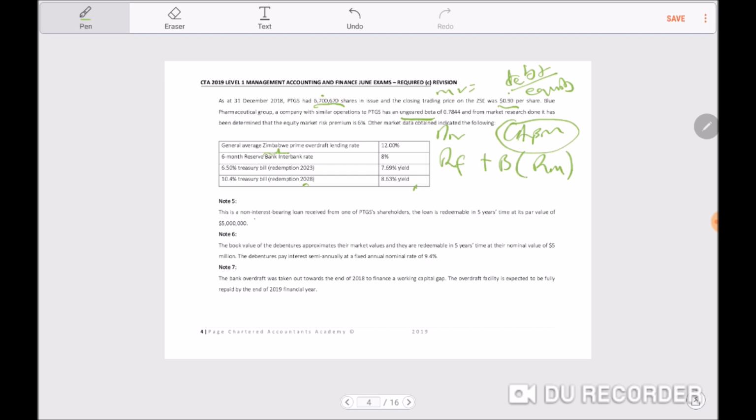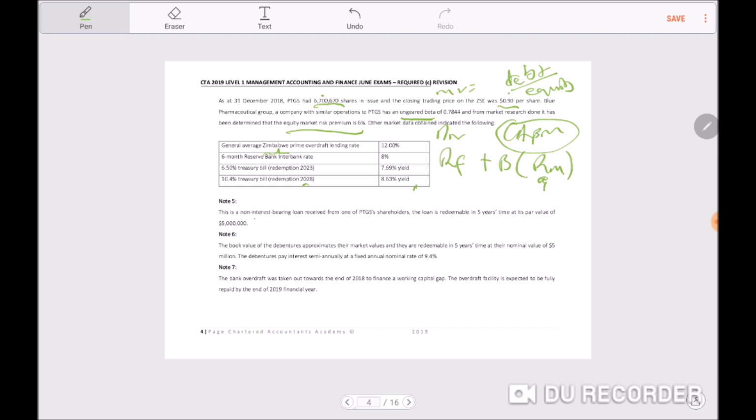This scenario did not give any comparative information on which qualitative adjustments could be made. So you're just supposed to redeliver the ungeared beta of 0.845. And then on the market risk, we're told that the equity risk premium is 6%. So this is where we're going to put our 6%, and from there, we can calculate our cost of equity.